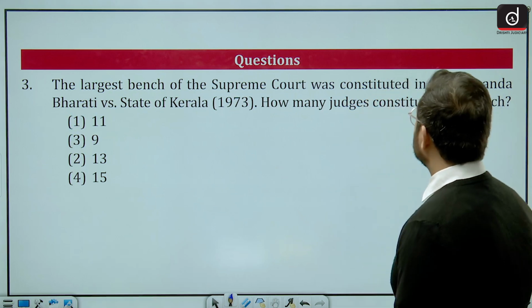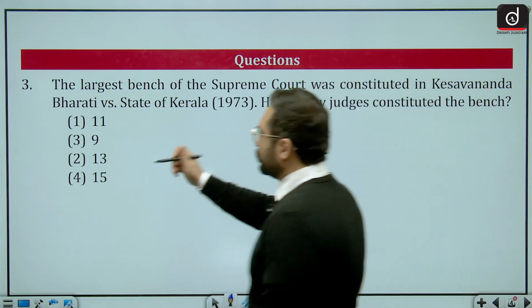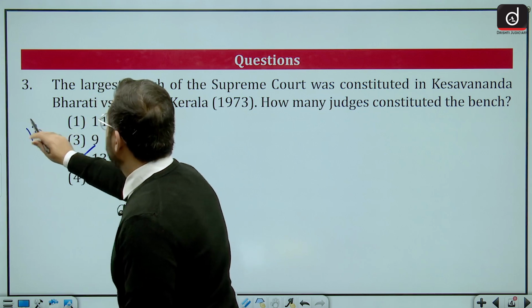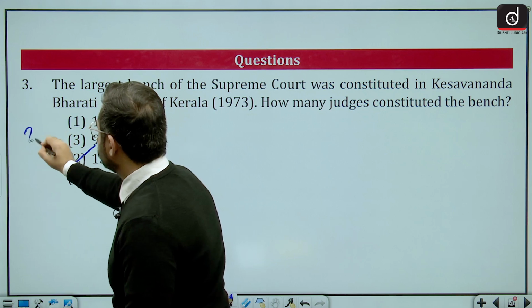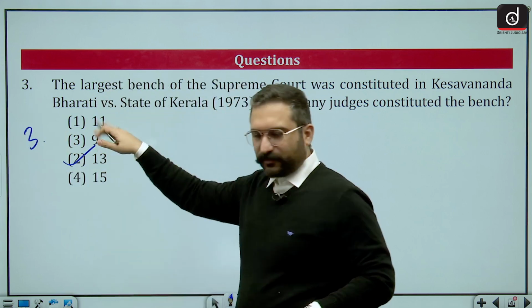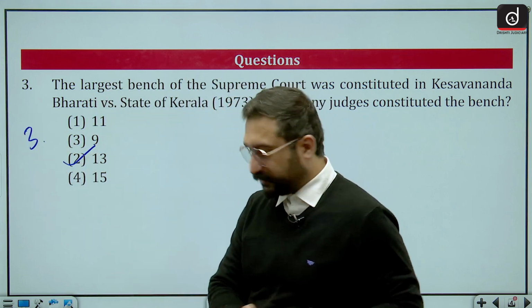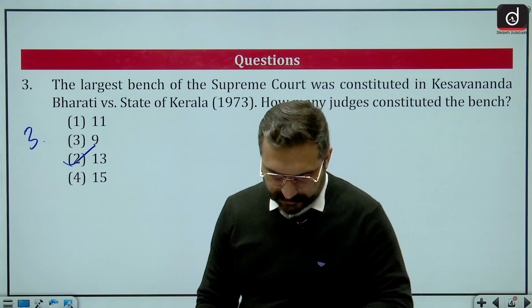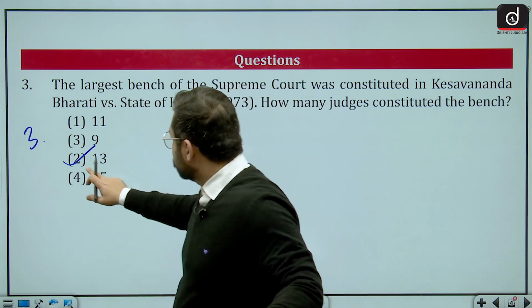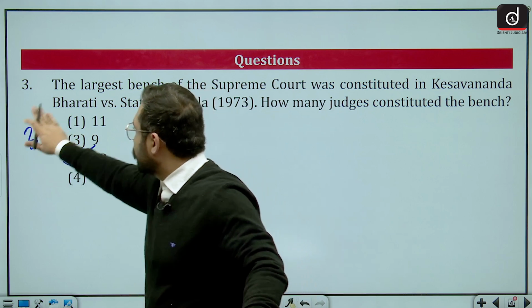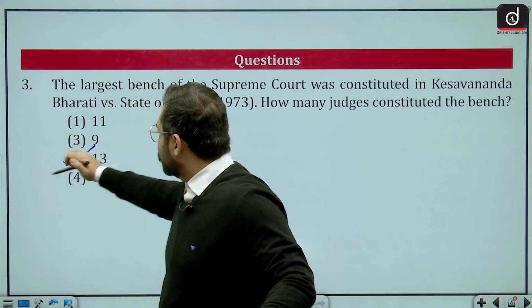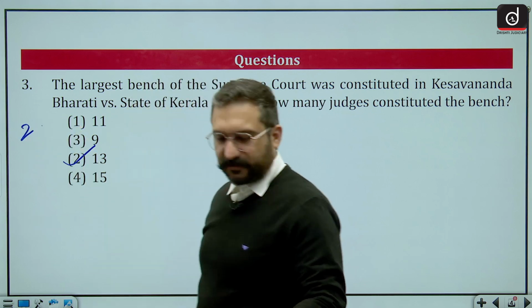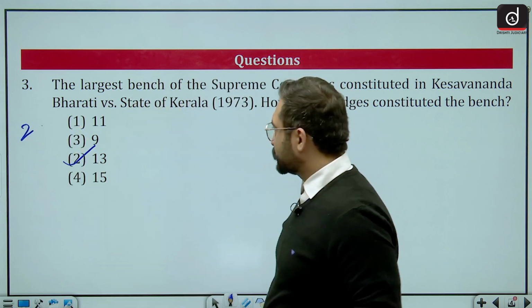The largest bench of Supreme Court in Kesavananda Bharati, everyone knows 13. It should be 1, 2, 3. 3 is your option. Sorry, that got mixed up, no problem. This is second option. This is 2. Okay, 2 is your answer. This is 1, 2, 3, 4. They have written it like that, but 2 is your option. Okay. I have the question paper, so don't worry. I'll cross check whenever I feel like.